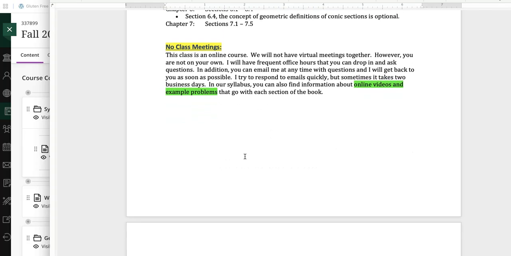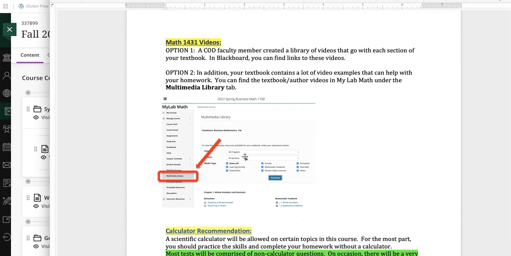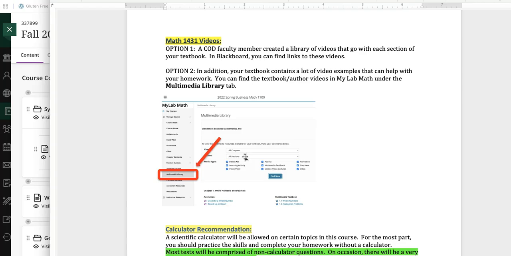Keep in mind that this is an online class, so we don't have specific meeting times online through Zoom or in the classroom. To replace that missed class time, there are videos that go along with every section of your book. I will show you where to find those videos when we're back in Blackboard.